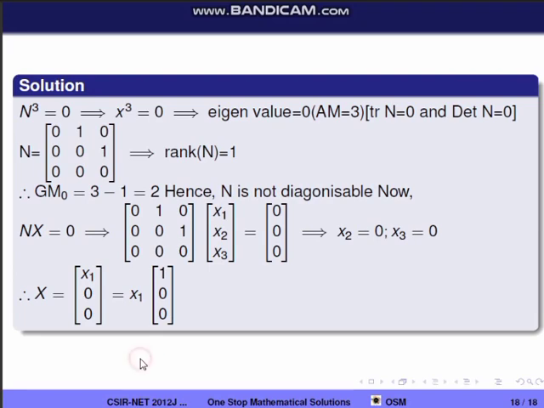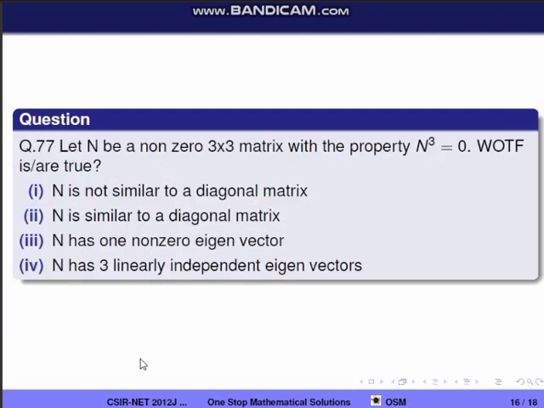So let us now check the correct options. The correct option is: N is not diagonalizable, so it is not similar to a diagonal matrix. So the first one is correct, the second one is wrong. N has one non-zero eigenvector, yes, it is correct. N has 3 linearly independent eigenvectors. Now it is not correct, because we only got one independent eigenvector.